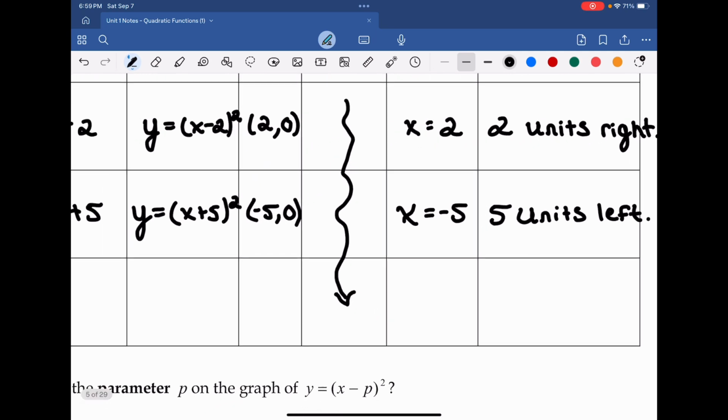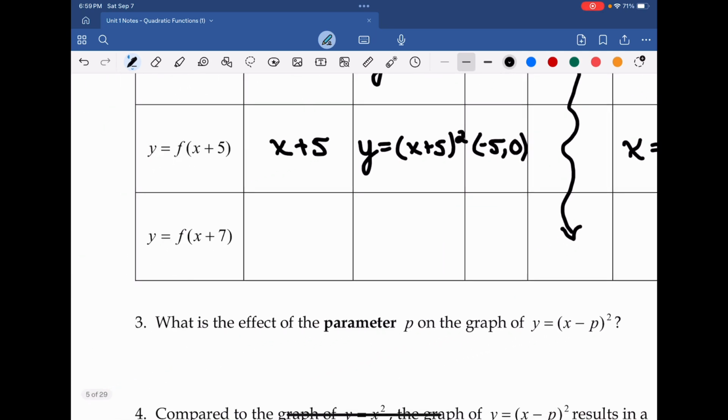All right, last one in the table, we're going to go down to where y equals f of x plus 7. The replacement on x is x plus 7, which is exactly what we find as the input. We look at this and we're going to rewrite our function as y equals x plus 7 all squared. What does this do to the vertex? Remember, if it's positive, it's actually negative. So now this is going to be -7, 0.